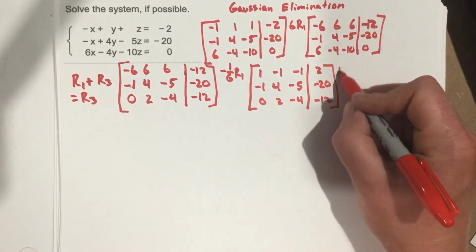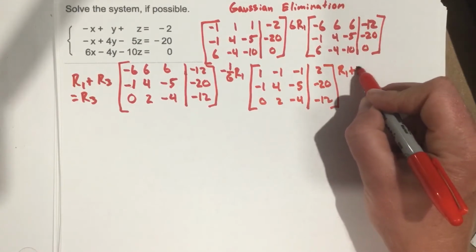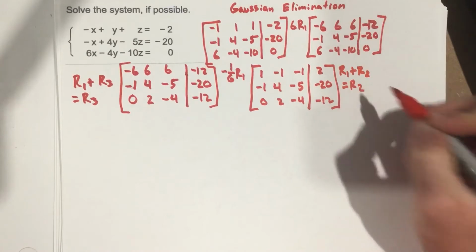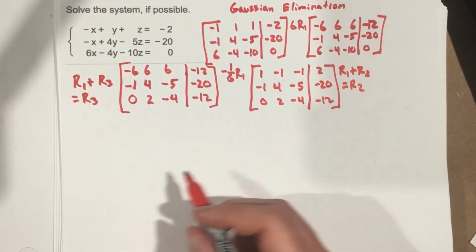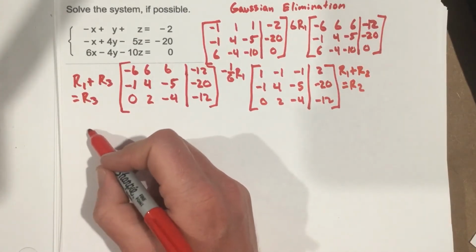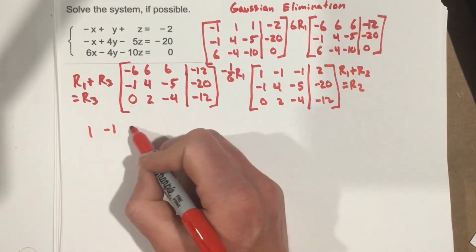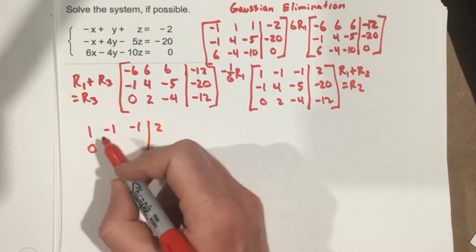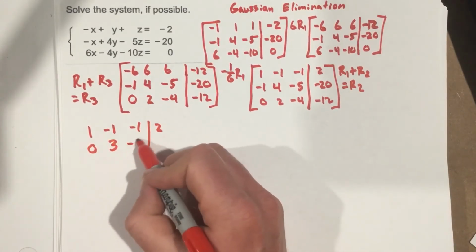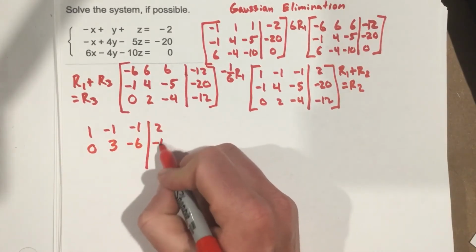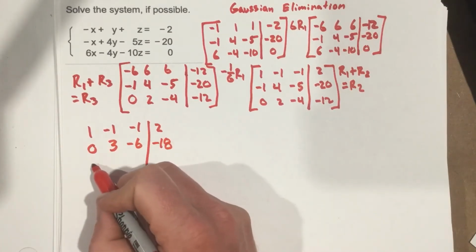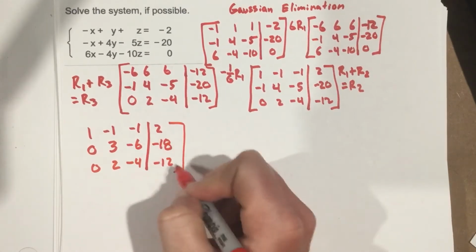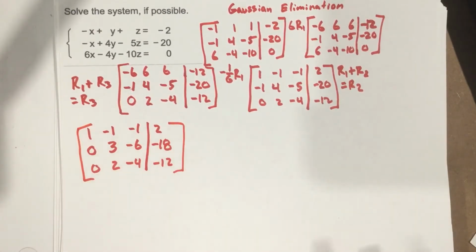Now we're going to take row 1, add it to row 2. That's going to equal row 2. So when we do that, we're going to get 1, -1, -1, 2. This will be 0, 3, -6, -18, and we end up with 0, 2, -4, -12 on the bottom. All right, just rewriting it.